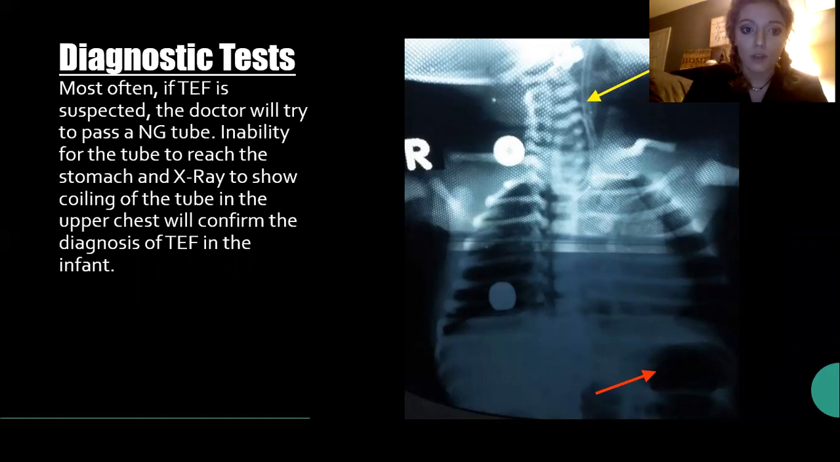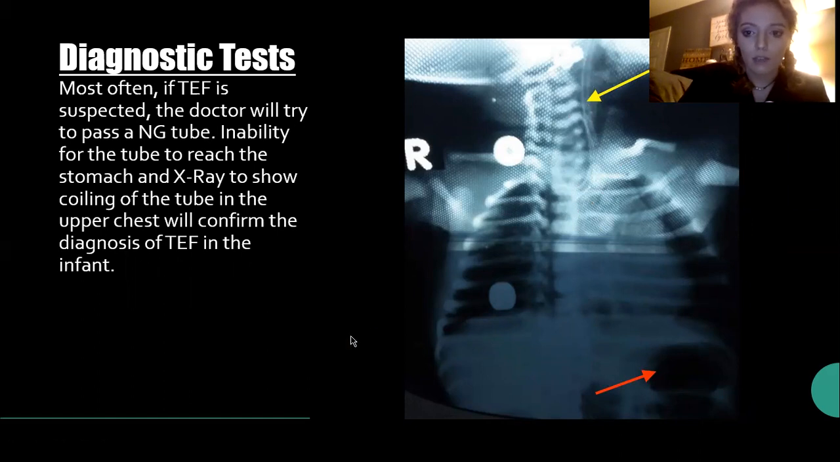They would do an x-ray, and hold on, let me move my big head over here. You see the red is the stomach, that's where it needs to be, and the yellow up here is the NG tube, and it goes down and coils up. I got this off of a video. It shows that coiling of the NG tube, so it shows there's an atresia there. That's what that would be.